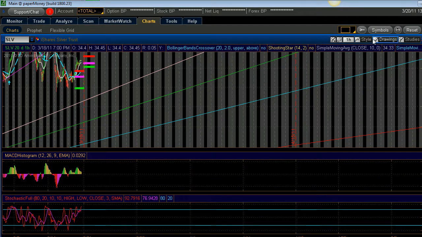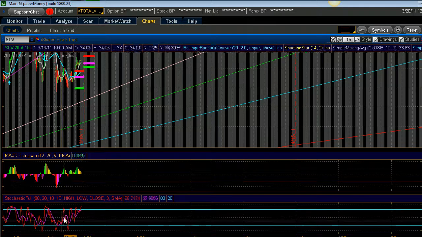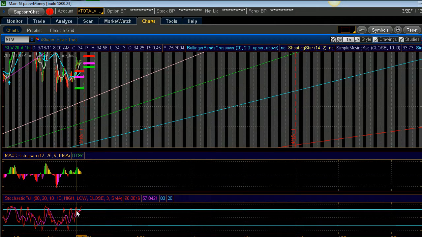Let me go on my trend line. Oh, I'm not going to do that. And your stochastics were pointing down. So everything screamed to me to short silver.